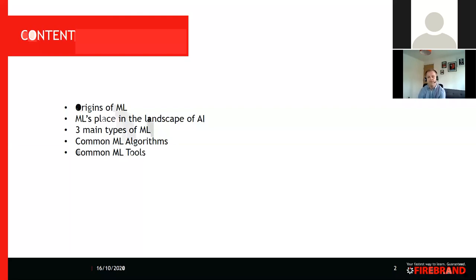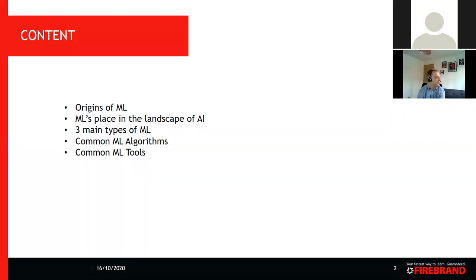There are three main flavors of machine learning: unsupervised, supervised, and reinforcement learning. And as machine learning is quite a new thing, relatively speaking, in terms of its use within business, it wouldn't be surprising if more flavors of machine learning are added over time. So we're going to look at the three main types: supervised, unsupervised, and reinforcement learning.